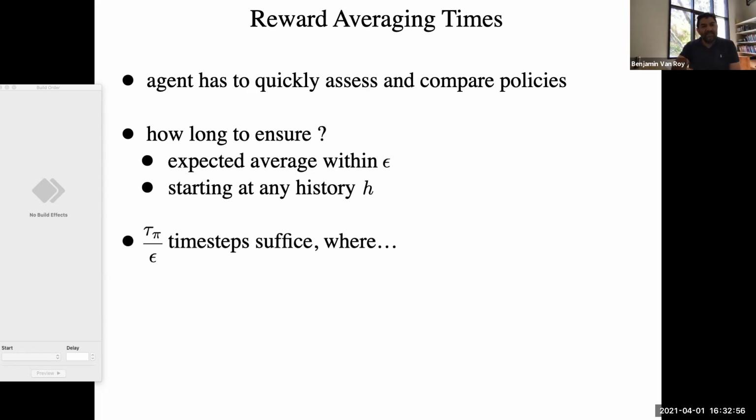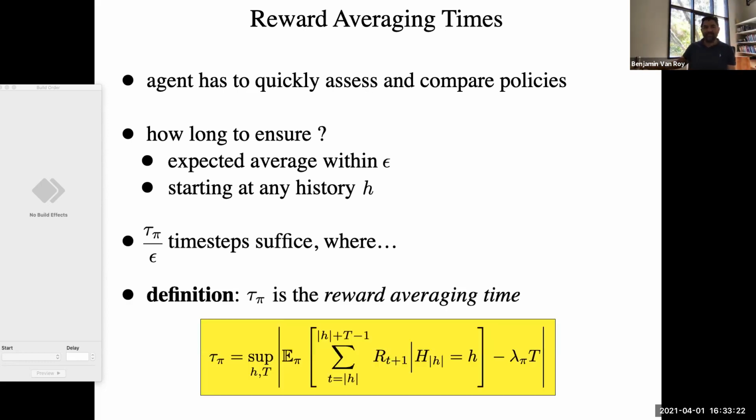Okay, and that statistic I'm going to call tau pi. Tau pi is a statistic, it's a number, such that when I divide by epsilon, that offers me an upper bound on the number of time steps required to get my expected average within epsilon of the true average. Okay, so that's tau pi. So for each policy pi, there's some reward averaging time tau pi.